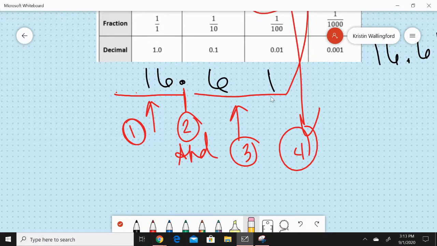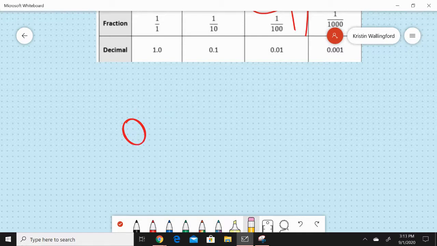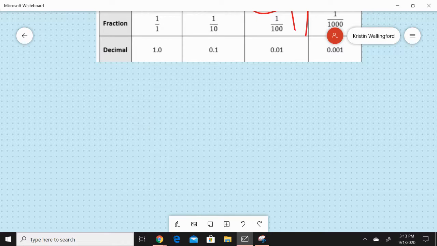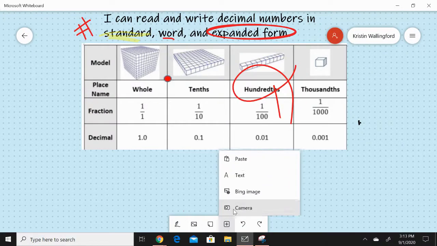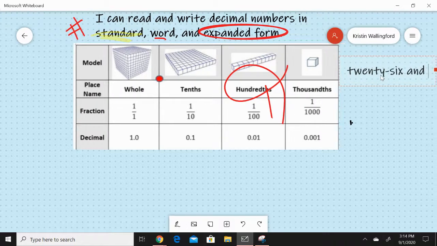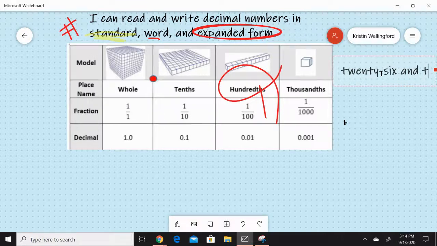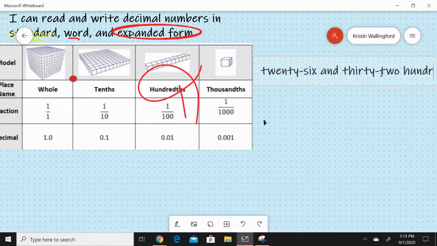Let me erase. Okay. So this time I'm going to type the name of a number in, and then we're going to have to try to figure out how to put it in our chart. So this number is going to be 26 and 32 hundredths.